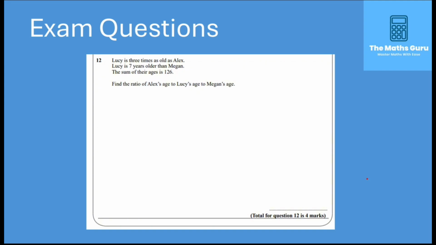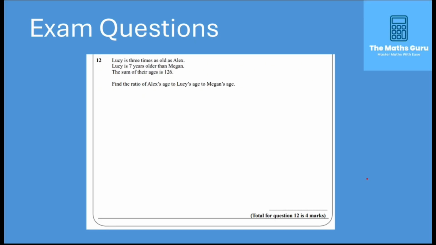Okay, moving on to the final question, I believe. Yep, the final question in today's lesson. We have Lucy is 3 times as old as Alex. That should ring a bell straight away. We say 3 times something is obviously 3x. Lucy is 7 years older than Megan. So we have already labeled Lucy to be 3x. Hence, Lucy is 7 years older than Megan.